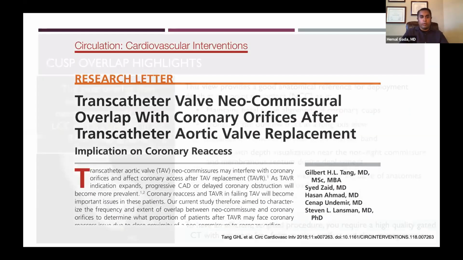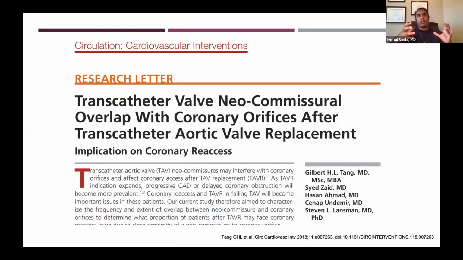What about coronary reaccess? My good friend Gilbert Tang has done a lot of work in this. He actually presented a very nice analysis, or is going to be presenting it at TCT Connect. This is just the preliminary work that was done in this arena. Again, the concern here is you've got this core valve frame. How are you going to engage the coronaries?